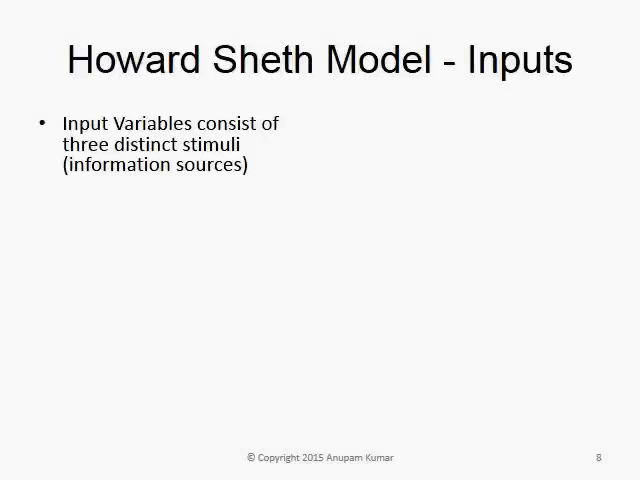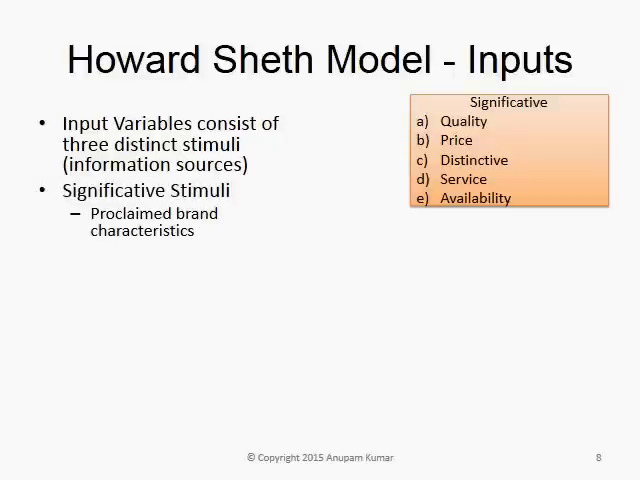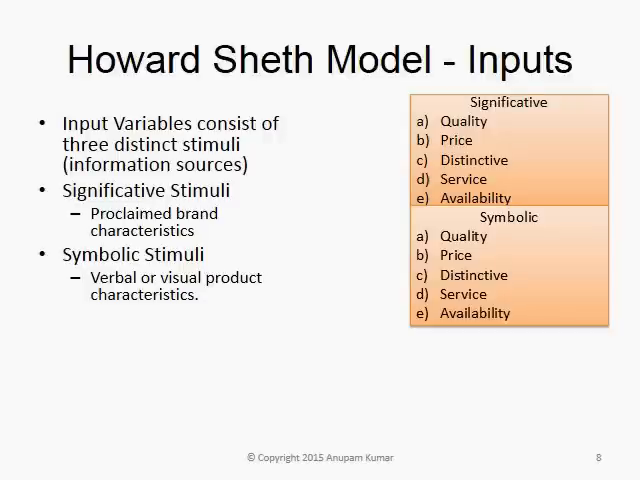The input variables consist of three distinct stimuli or information sources: the significative stimuli, which are the physical brand characteristics as proclaimed by the selling organization, followed by the symbolic stimuli, which are the verbal and visual product characteristics, which denotes the understanding of an individual based on the information furnished by the selling organization.